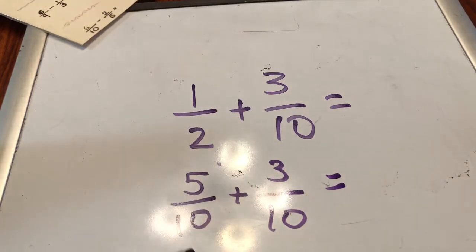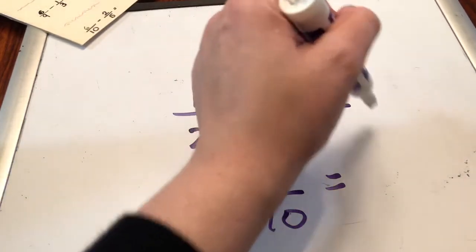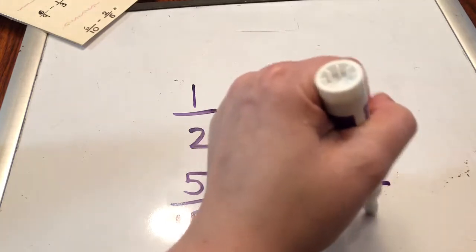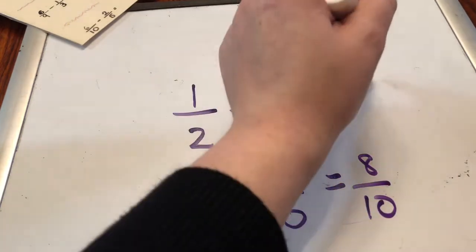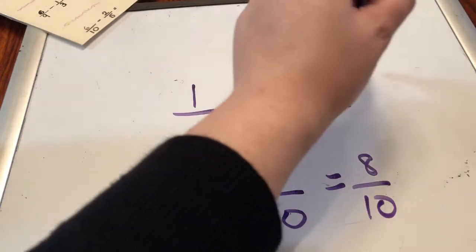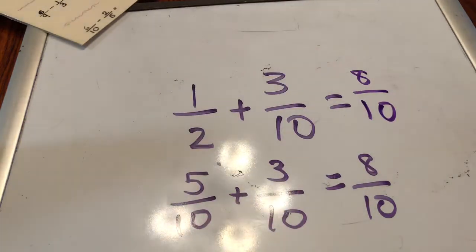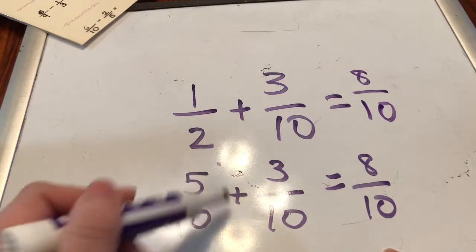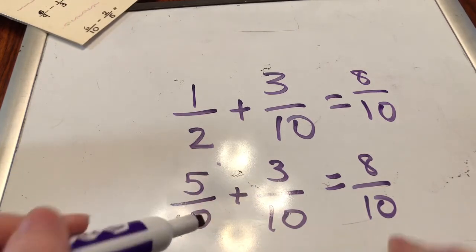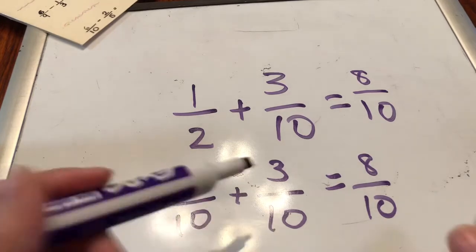Okay. And then I would write my answer, 8 tenths. And you could show the same thing up here. You could also write 8 tenths. Okay? But you do need to show that you changed the fraction to be the same denominator. That's important.